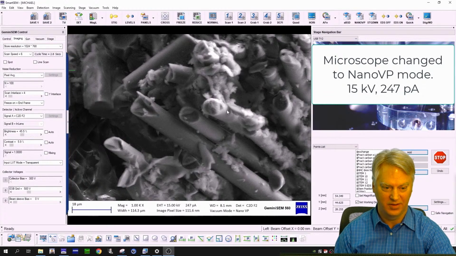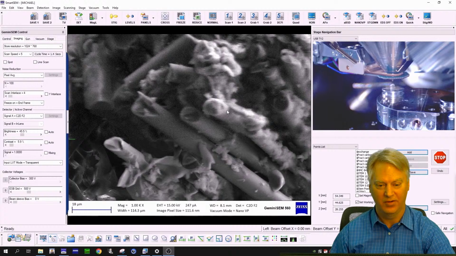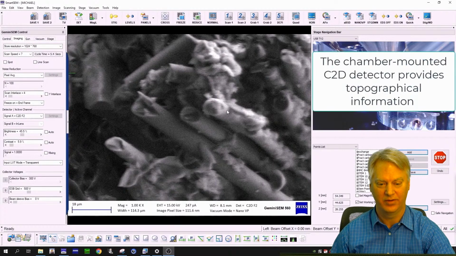Right now I have the C2D detector, which is essentially the same as the chamber-mounted one that we've been using for the high vacuum, except it's a different detector that works in variable pressure mode. It gives you topographical information, the same as the Everhart-Thornley one.